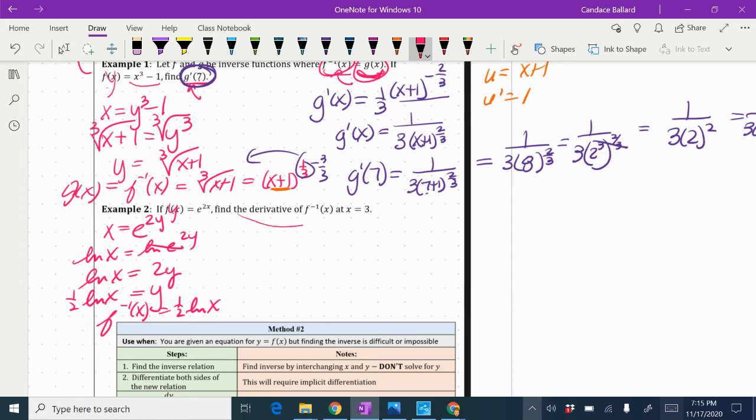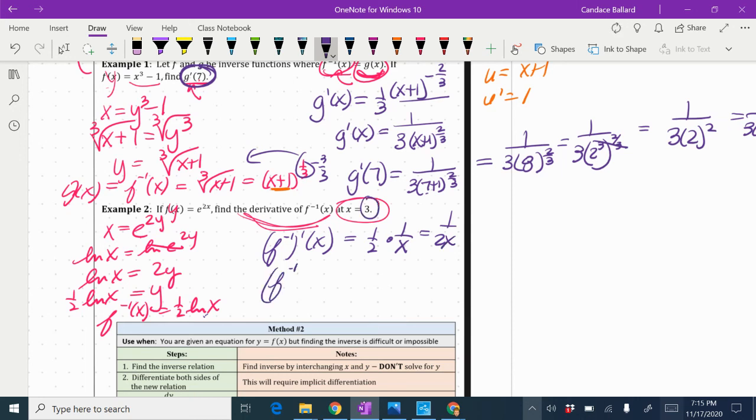Now, it says I have to find the derivative of it at 3. They formed the question a little bit differently. So I'm actually going to take the derivative, and they usually write it like this, of the inverse function. So the 1/2 is going to stay. The derivative of natural log of x is just 1 over x. I could rewrite that as 1 over 2x, and now we're going to plug a 3 into it. So f inverse's derivative at 3 equals 1 over 2 times 3, which equals 1 over 6.